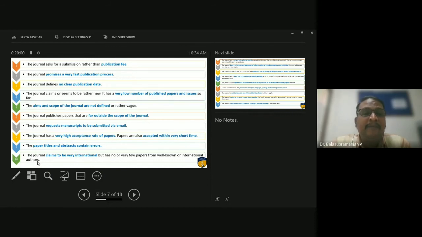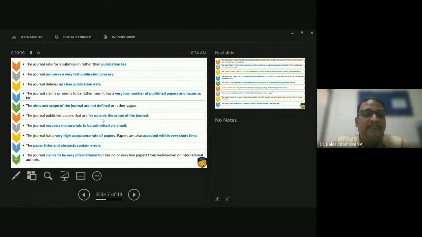So here it may be vague. They will mention the journal name, such as Journal of Biological Science or Journal of Life Science, and they will include all subjects: botany, zoology, microbiology, biochemistry. Any topic you publish, they will publish. They don't have any clear-cut aim and scope, and it's not defined on the website. Then you can understand, okay, this is a fake journal, a predatory journal, and we should not go.